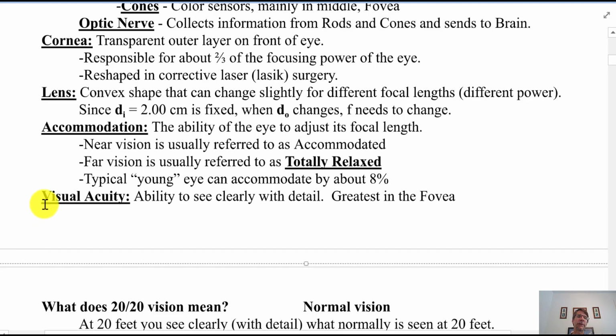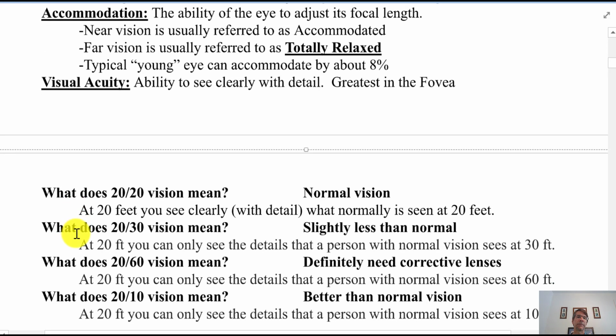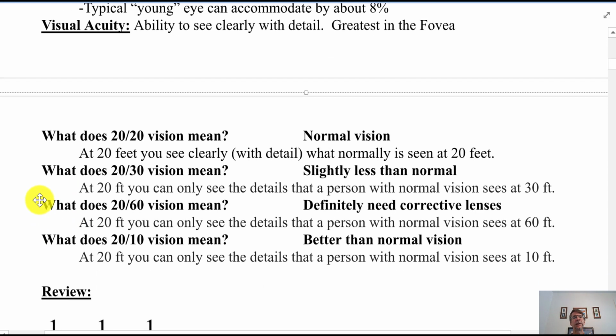Visual acuity is a term we use for the ability to see detail, see things sharply and in focus. Once again, our greatest visual acuity is in the fovea, the center part of the back of the eye. We have 20/20. What does that mean? 20/20 vision, that's normal vision. It means that you can see at 20 feet with detail what the normal healthy eye can see at 20 feet. So 20/30 means you don't have as good a vision.